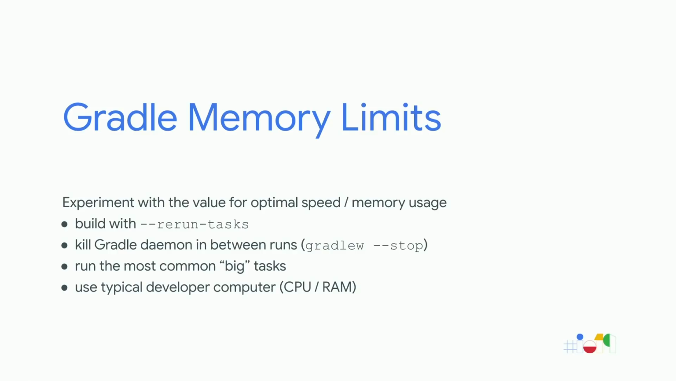The things you want to do: you want to run the --rerun-tasks flag, which forces you to run all the tasks. Otherwise, you might be skipping some tasks due to caching and stuff like that, and that will give you incorrect results. You want to kill daemons in between the runs, because if you don't, the Gradle daemon will stick around and cause you memory pressure, also leading to incorrect results. Another thing is to run tasks that are common to your developer. So if your developer does assembleDebug all the time, that's the path you should optimize for. And then finally, and probably more importantly, you want to run it on a typical developer machine. If you test it out on a beefy machine and then a developer runs it on a different one, you're not going to have the same performance characteristics.